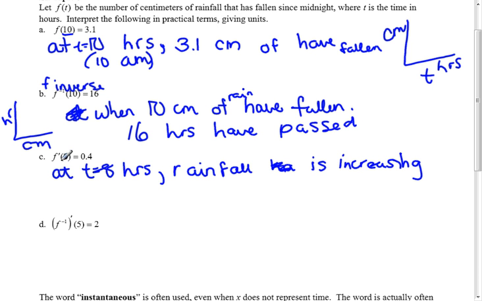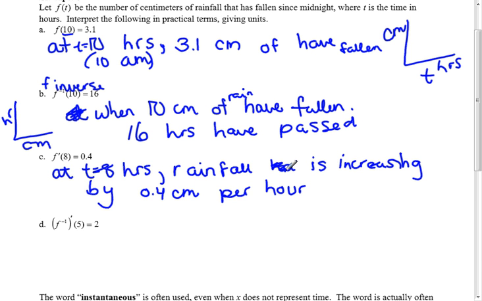And how fast is it increasing? By 0.4 centimeters per hour. So it's raining harder at that time than it was right before it. Okay?